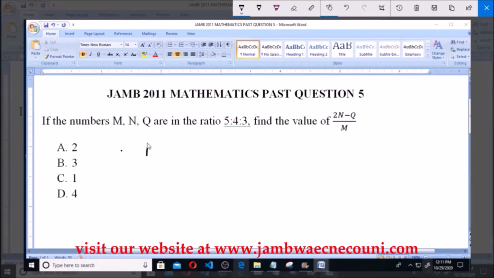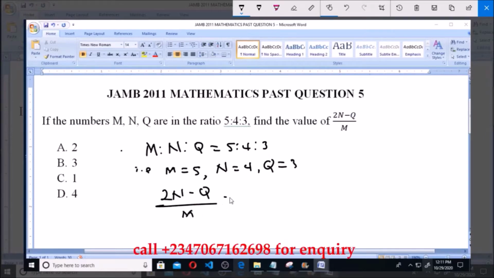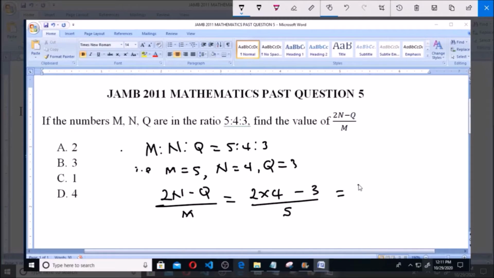Now looking at this, we are told that m ratio n ratio q is equal to 5:4:3. That is, m is equal to 5, n is equal to 4, and q is equal to 3. Now the question says we should find what? 2n minus q all over m, and that is equal to 2 multiplied by 4 minus 3 all over 5, which is equal to 8 minus 3 over 5, and that is equal to 5 over 5, which is equal to 1. So the answer is option C, 1.